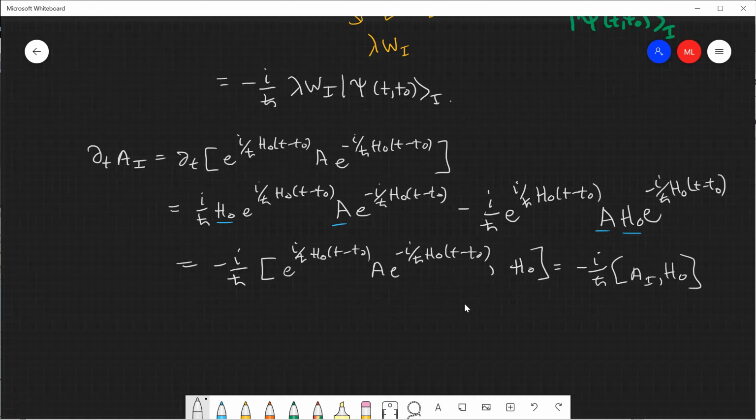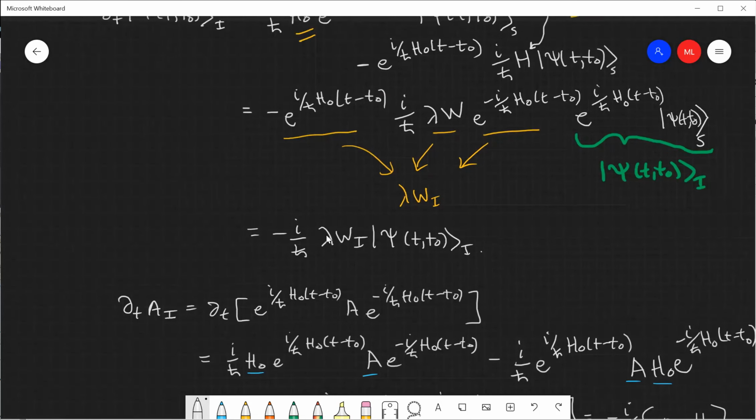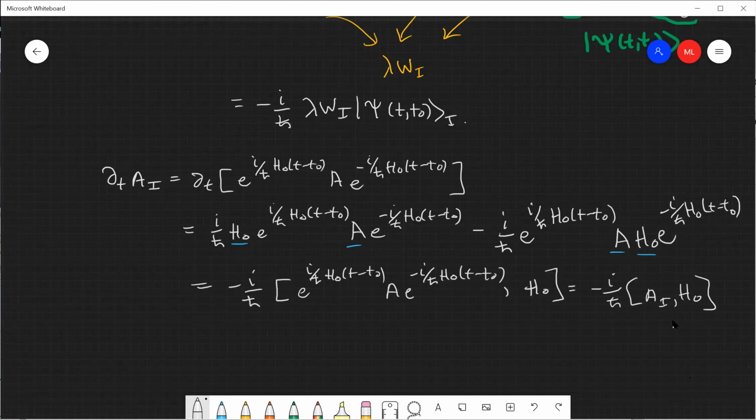So the interaction picture operator obeys the Heisenberg equation of motion for operators, with, instead of the Hamiltonian doing the time evolution, just the unperturbed Hamiltonian. So the states in the interaction picture evolve with the perturbation and the operators evolve with the unperturbed Hamiltonian. And this is a convenient picture for doing time-dependent perturbation theory because it undoes the time evolution due to the unperturbed piece.